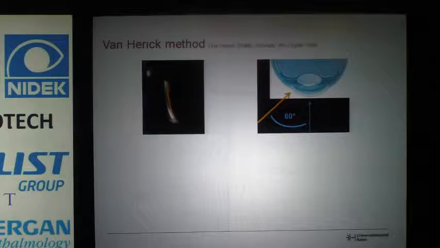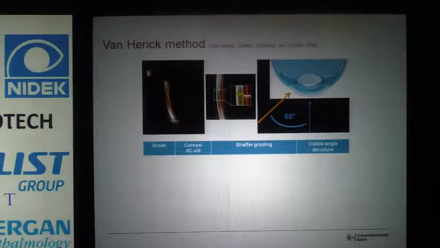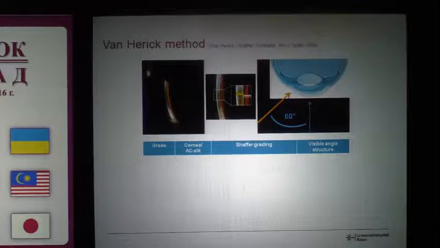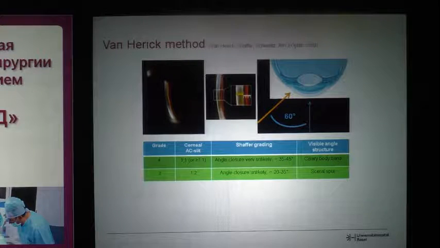This is a very old method, but it has been forgotten, I think, for many years. It's the Van Herick method, where we put the slit at 60 degrees to our view, and we compare the thickness of the cornea to the anterior chamber depth. The proportion between the cornea thickness and the anterior chamber depth at that point is very crucial. So if it's 1:1 or 1:2, angle closure is unlikely, and it nicely corresponds to the Shaffer grading, as you see here in this table.